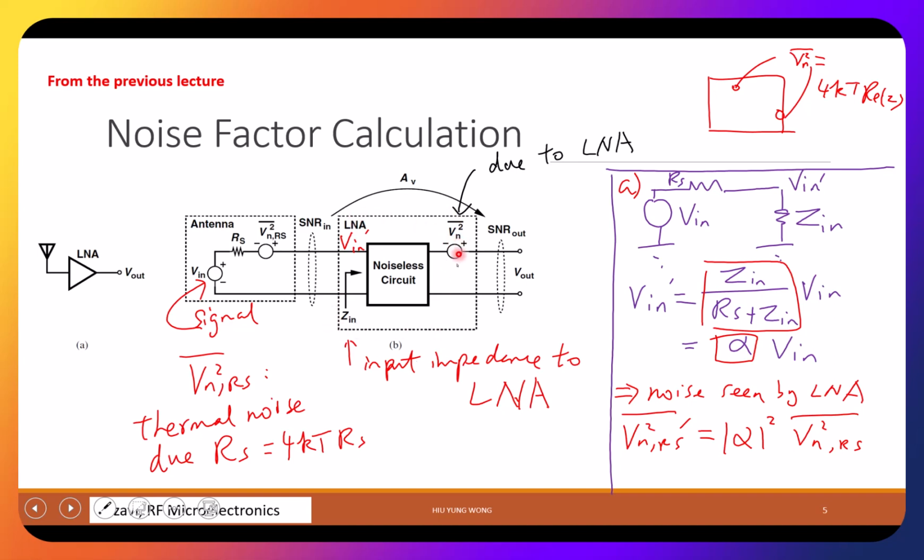So this represents the real circuit. Vn square is the effective noise you see from the output. Do you see that we put it at the output? It's just like I don't have noise for this circuit, but somehow at the output it presents me this much noise. This is the output, right?